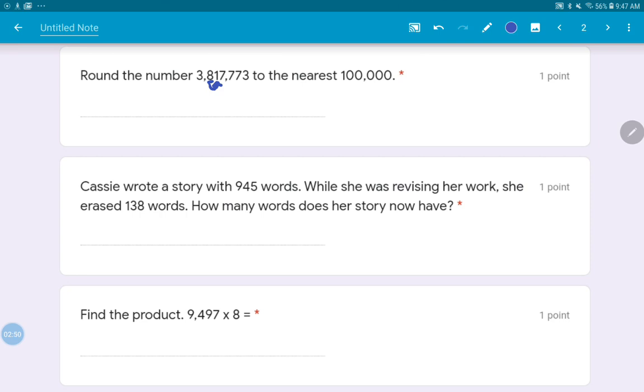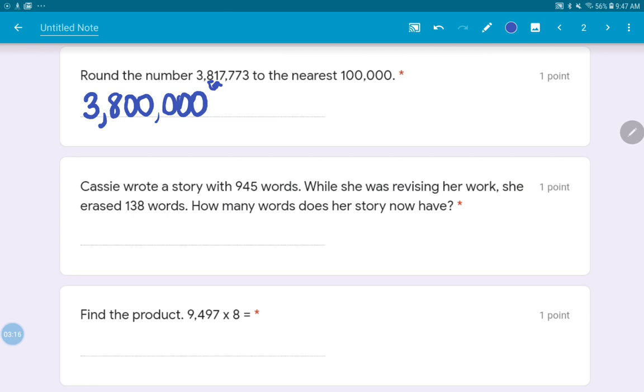So what do I write down for my answer? 3,800,000. 3 million. The 3 in the millions place stays the same. The 1 told the 8 to stay at an 8, and everything else turns to a 0. Good job. 3,800,000.